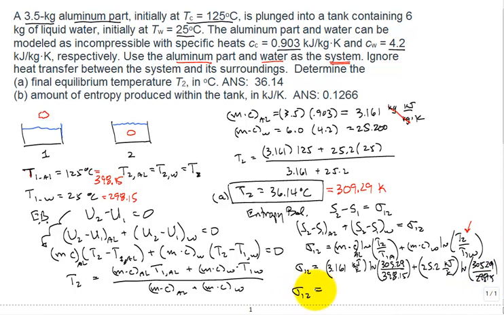Sigma 1 to 2 comes in at a whopping 0.1266 kilojoules per Kelvin. And that's our answer for part B. So energy balance, first law of thermodynamics. Entropy balance, second law of thermodynamics. For the system, which is the combination of the aluminum and the water.